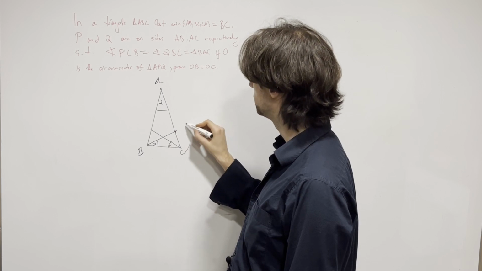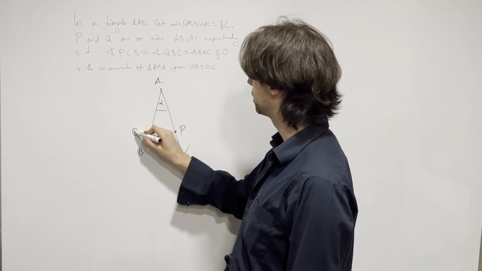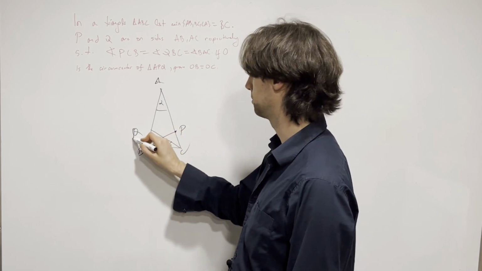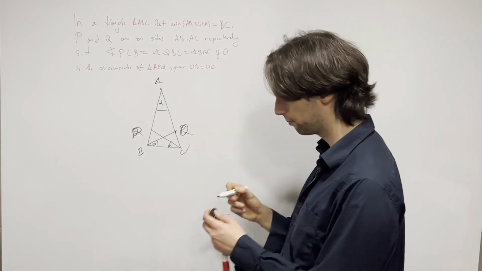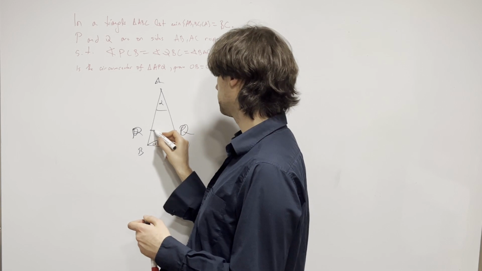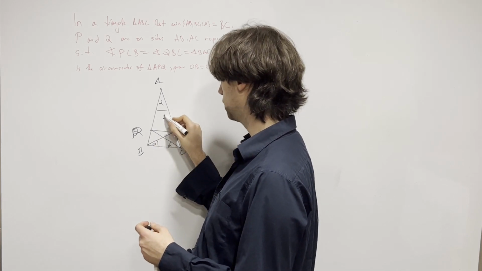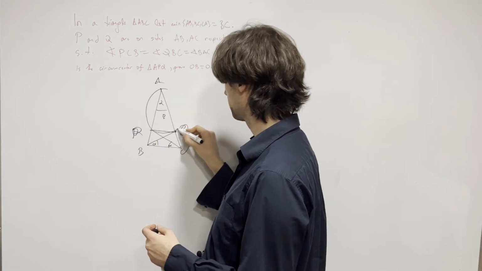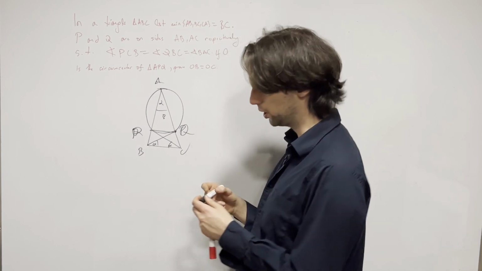We have the points, these are called P and Q. Actually, it's P and Q the opposite way, but it doesn't matter in this problem. And we have their circumcircle, O of APQ. We must prove that BO is CO.